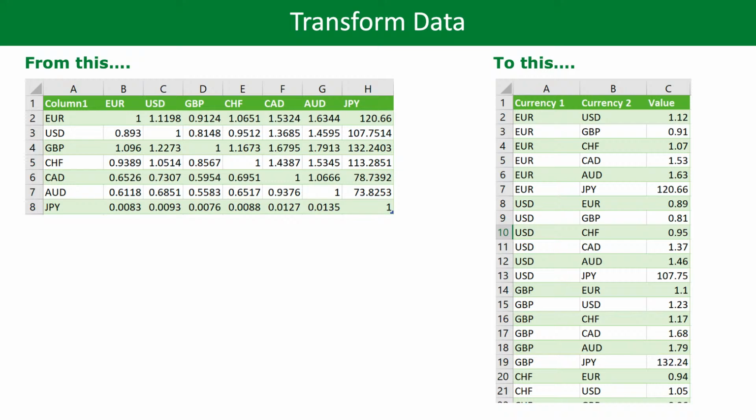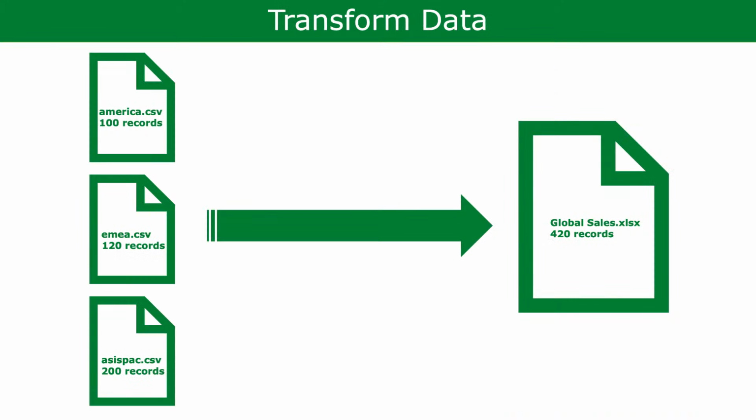Power Query is also used to perform data transformations, which means converting data from one structure to another. Here's an example of data transformation. The table on the left was imported into Excel from a web page. But in order to be able to sort and filter and be used as a lookup table, it needs to be converted or transformed into a simple list. And Power Query can do that with just 2 clicks.